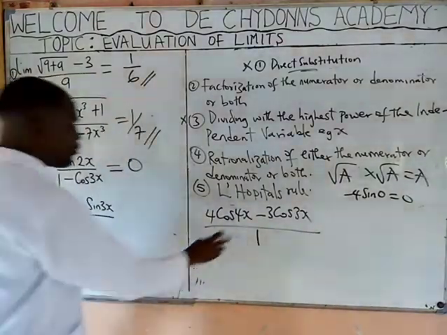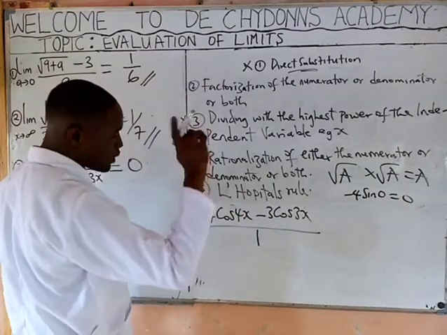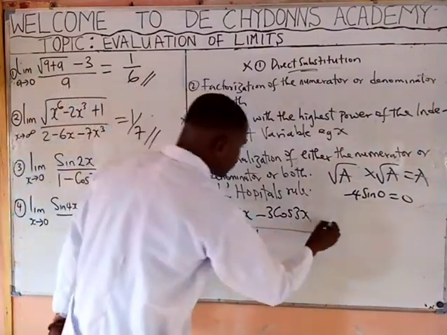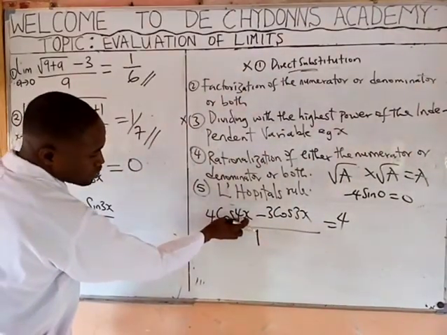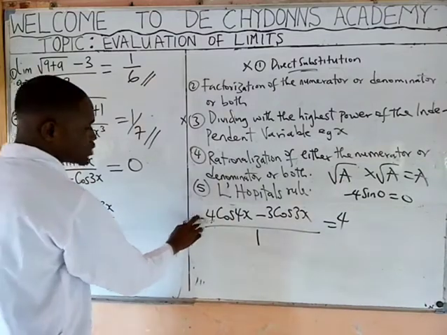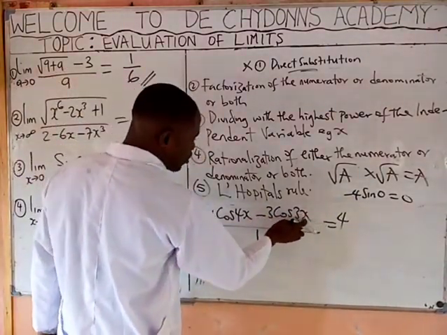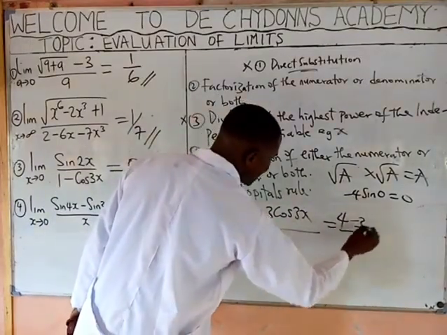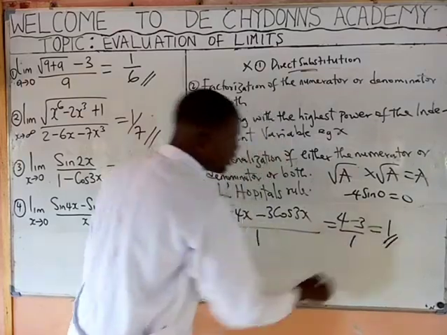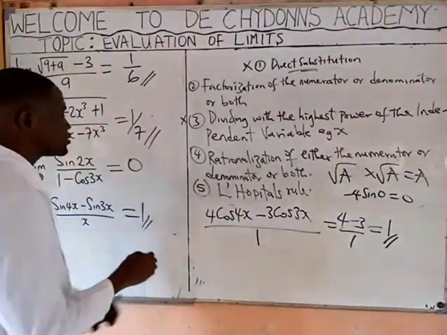Where x is 0, put 0 here. 4 times 0 is 0, cos 0 is 1. 4 times 1 will be giving you 4. When you put 0 here, 3 times 0, 0, cos 0 is 1. 3 times 1 is minus 3, all over 1. That will be giving you 1. That is the answer to these limits we have.